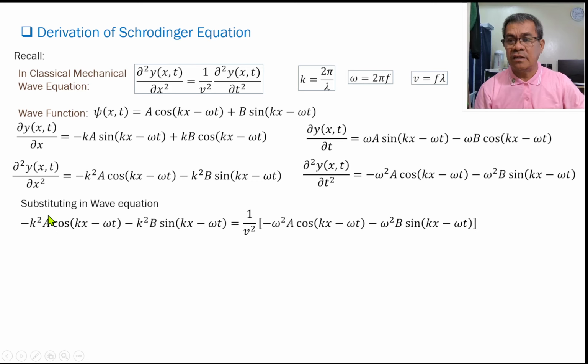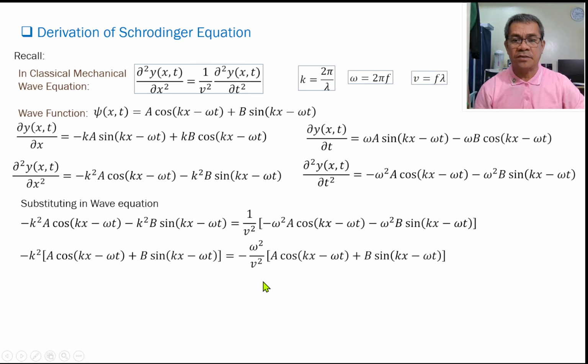Again, this is the second order derivative of y with respect to x, and this is the second order derivative with respect to time. So this 1 over v squared, this is it. Okay? Then remove the grouping symbol, then arrange it. Take note, this is a common factor, negative omega squared, then put it outside the grouping symbol. Negative is also common.